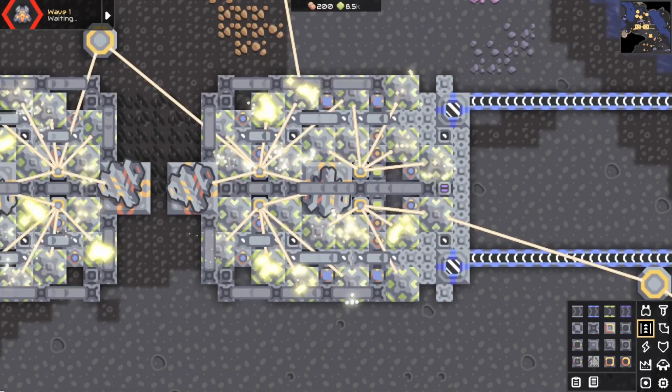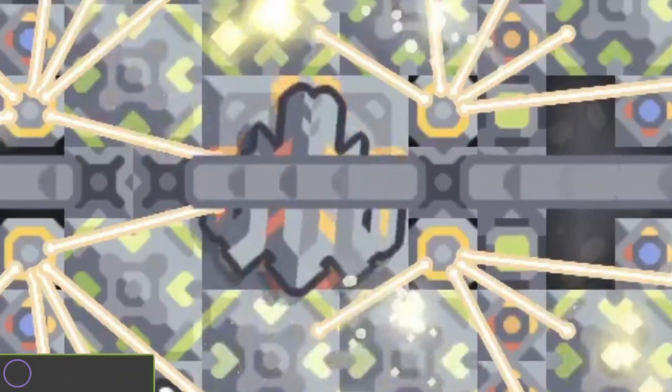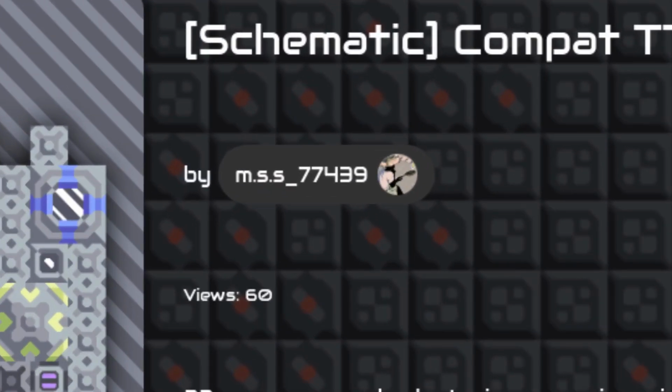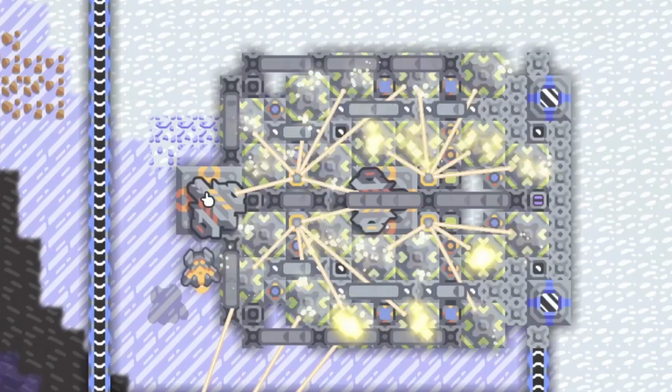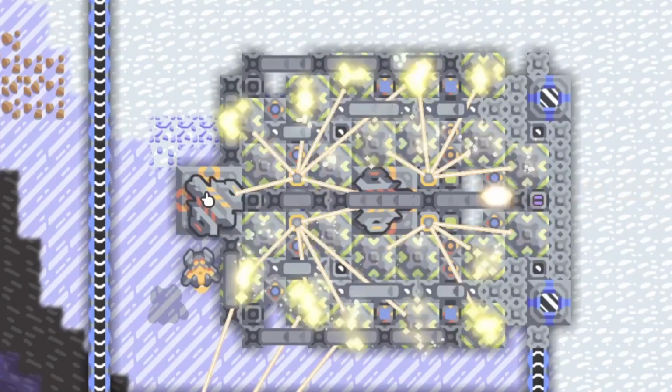Mindustry Schematics, where we look at Mindustry schematics to get a more in-depth look at how, well, Mindustry works. It's a rather roundabout system. Here we're going to look at this Plastanium factory schematic by MSS77439. God, that's a lot of numbers. Anyways, this is a 22 factory schematic which outputs, naturally, a whopping 22 plastanium per second.